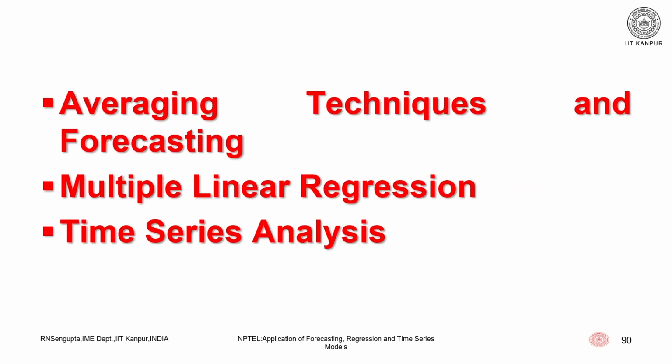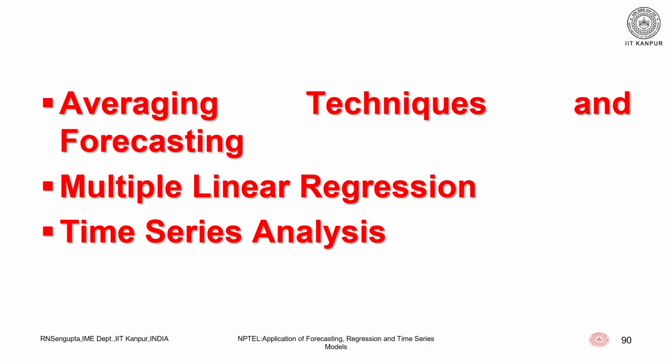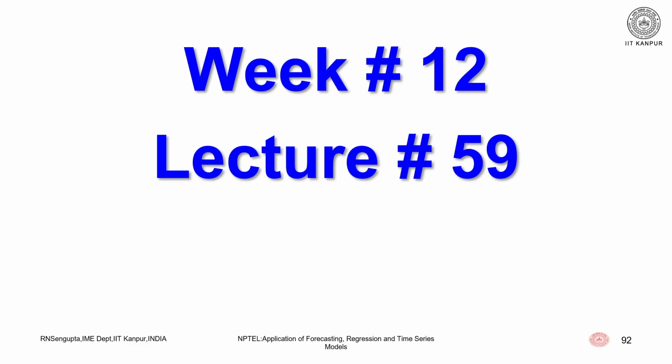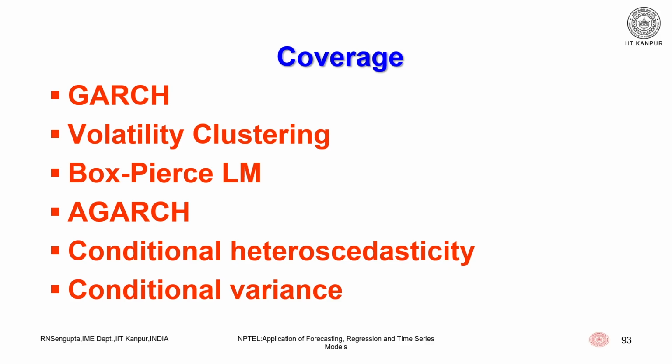So, as you know, the three main areas for this course, which is a 30 hours course, are the averaging techniques and forecasting. The second is regression models. Even though it is written multiple linear regression, we have considered other non-linear regression concepts also, probit and logit. And the third part is time series analysis. So, we are in the last part, which is time series analysis, and this is the last, 12th week, lecture number 59. So, what is the coverage?